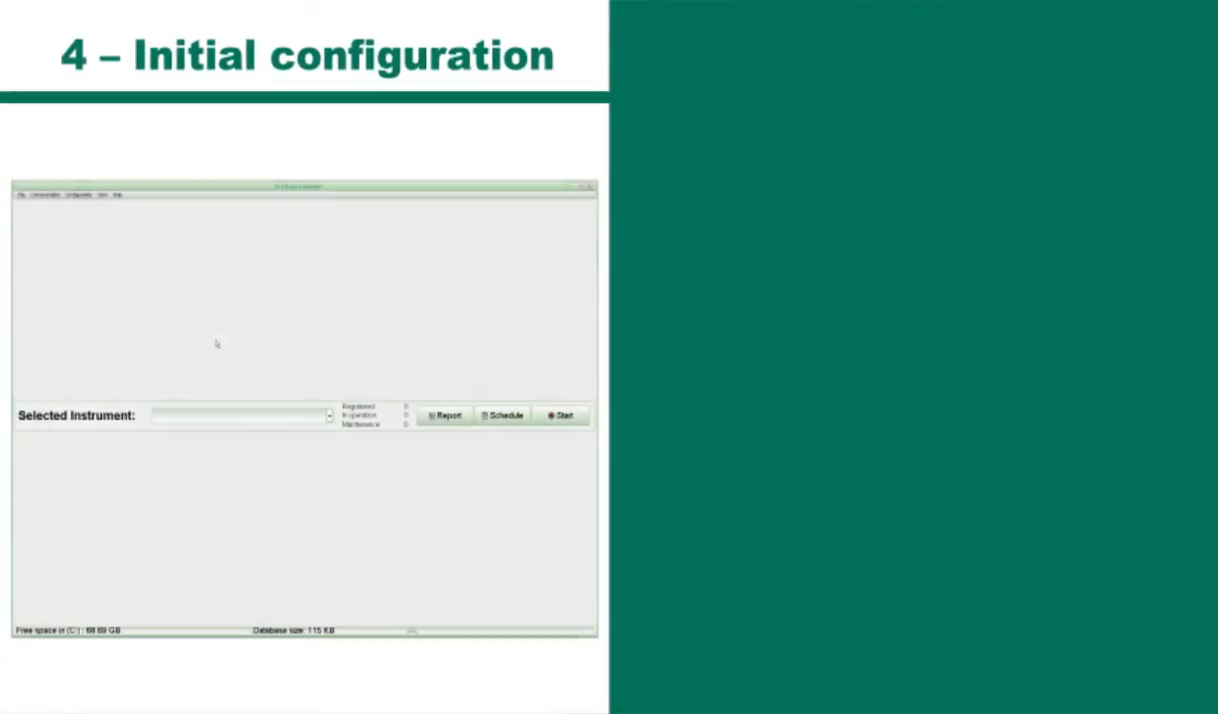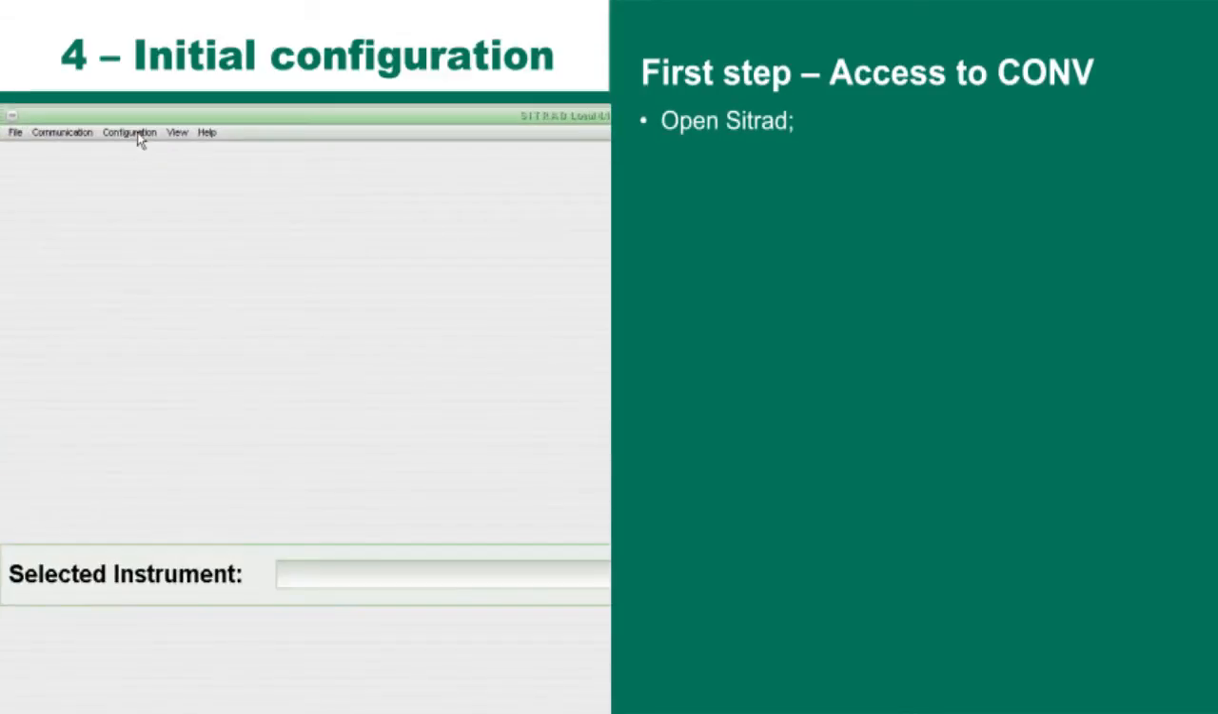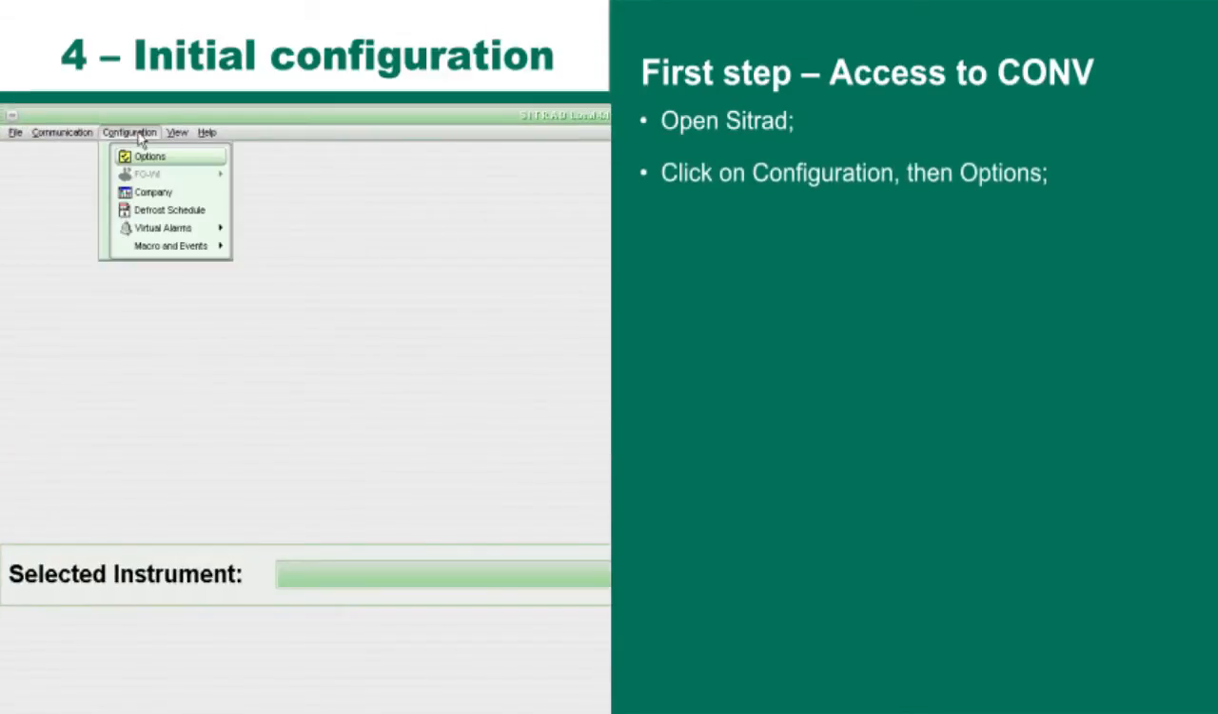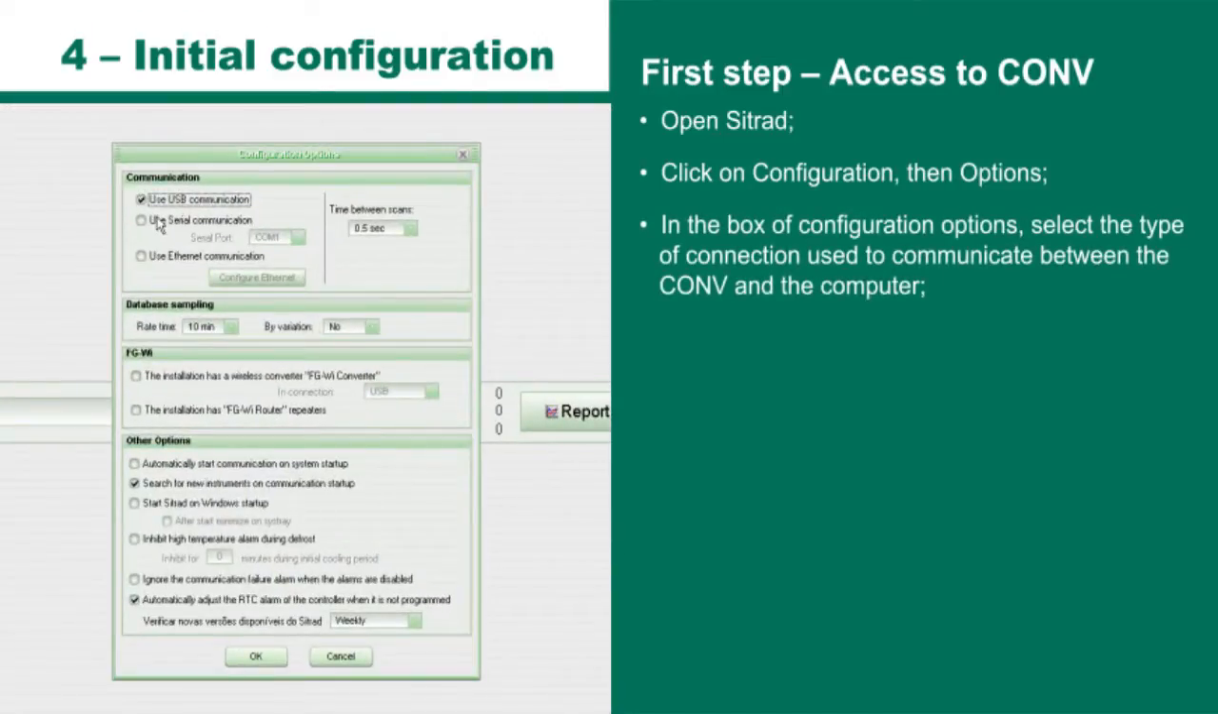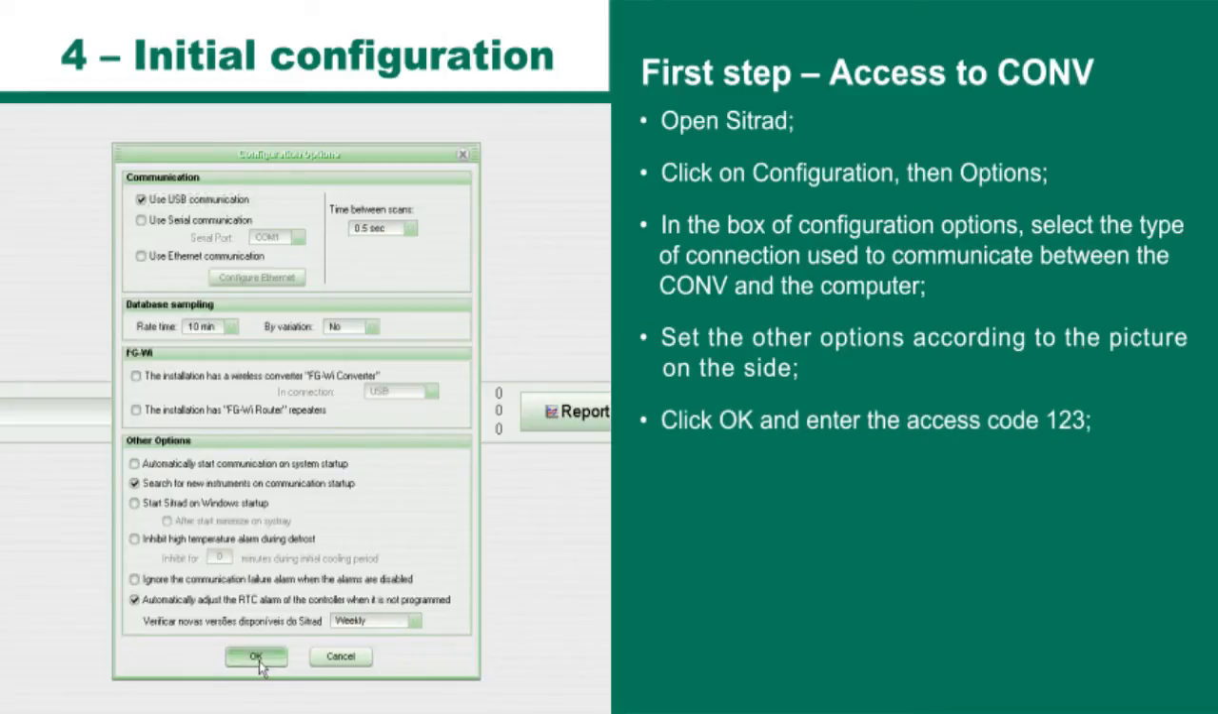Initial configuration. First step, access to Conv. With the Conv connected to the computer and Sitrad running, click on Configuration and then Options. The Configuration Options box will be opened. Select the type of connection used to communicate between the Conv and the computer, in this case, USB. Set the other options according to the picture on the side. For more information, refer to the manual or access the user's guide in the section Configuring the System. Click OK and enter the factory default access code, 123.